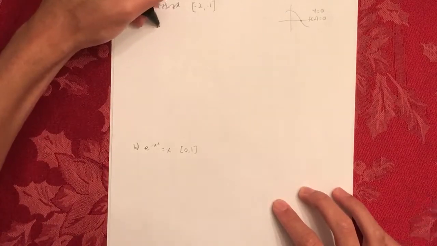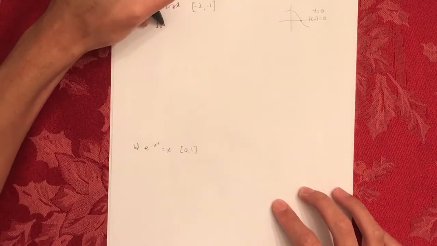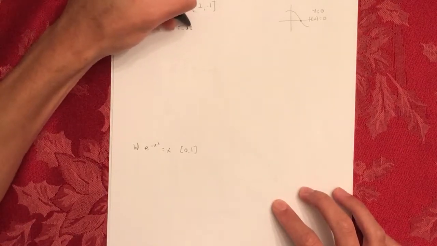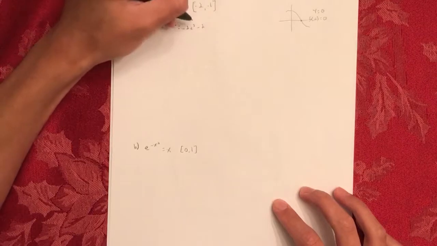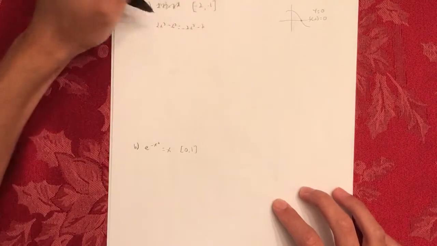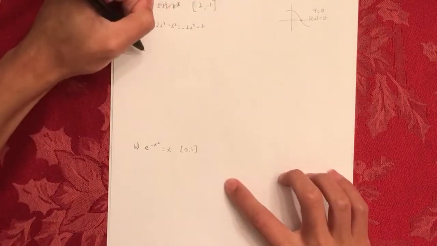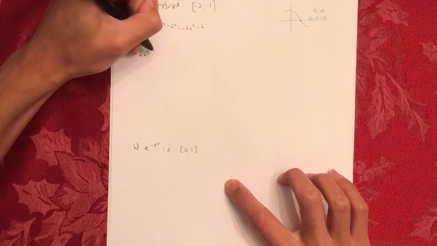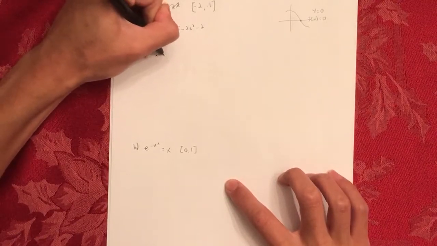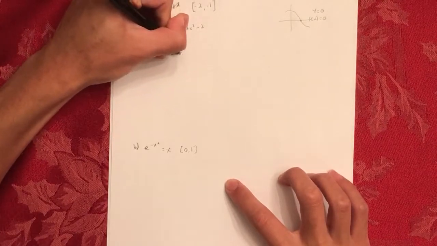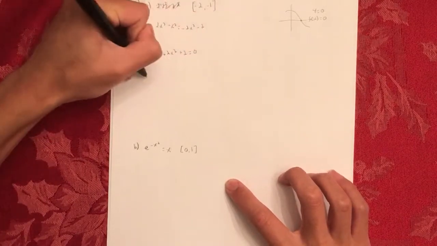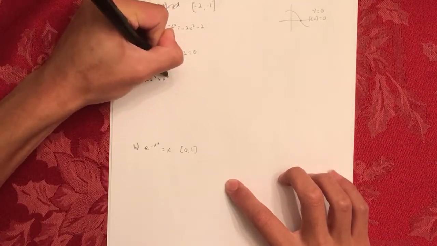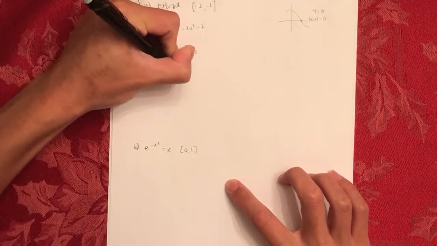30a is saying 2x cubed minus x squared equals minus 2x squared minus 2. So first of all, your step is to move everything to the left side. So you're left with 2x cubed minus x squared plus 2x squared plus 2 equals 0, which simplifies to 2x cubed plus x squared plus 2 equals 0.